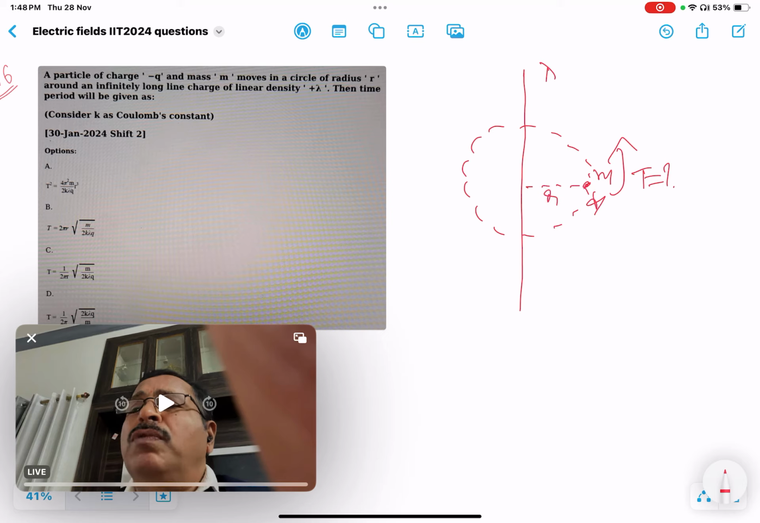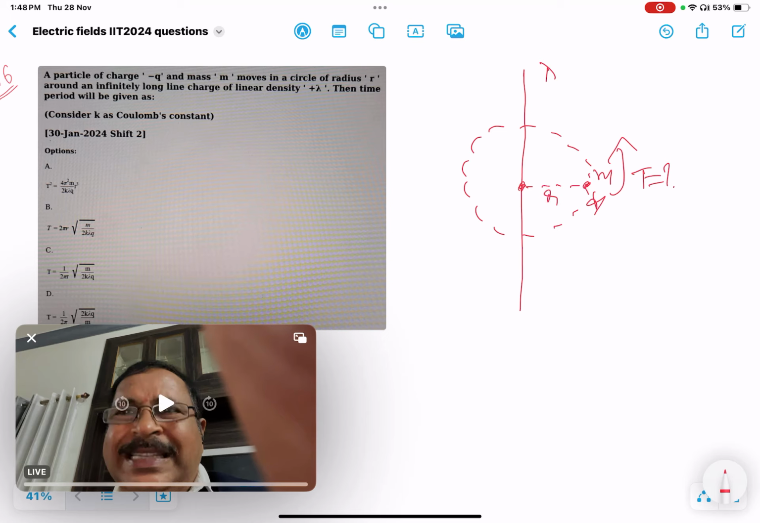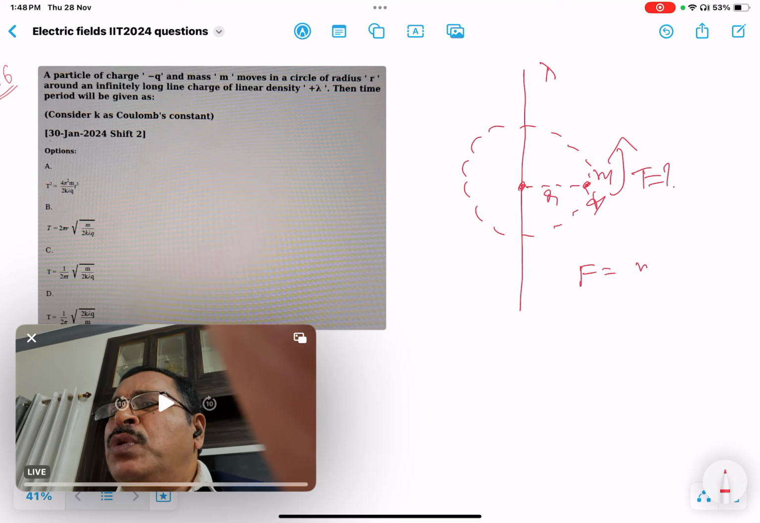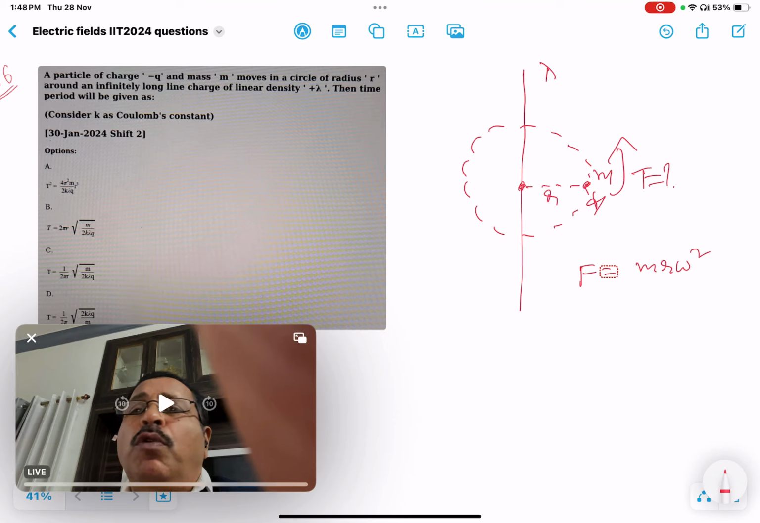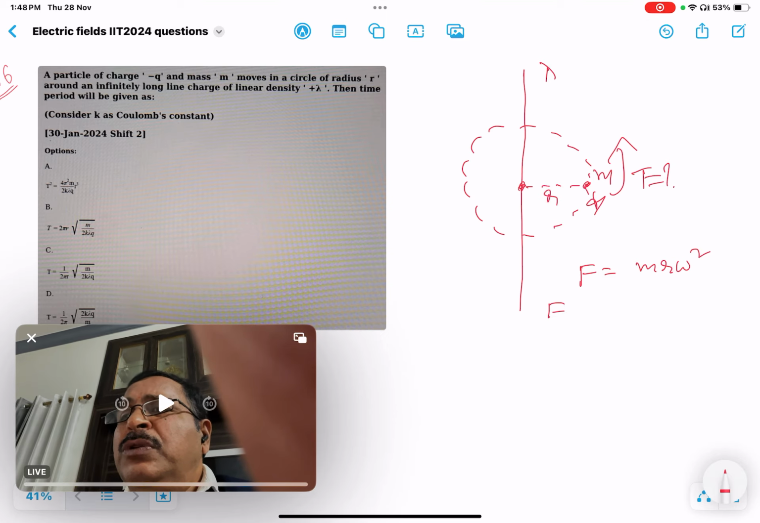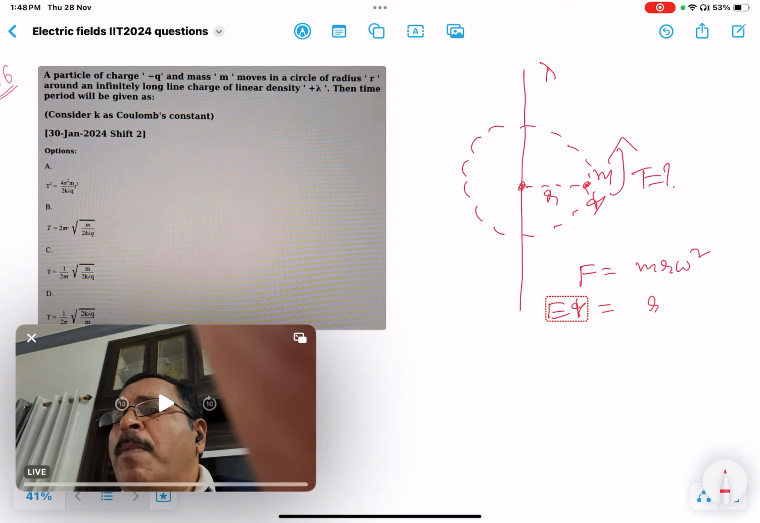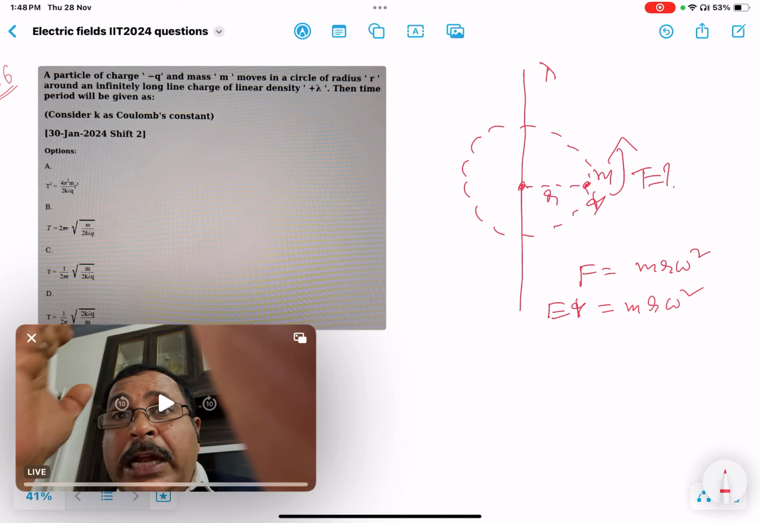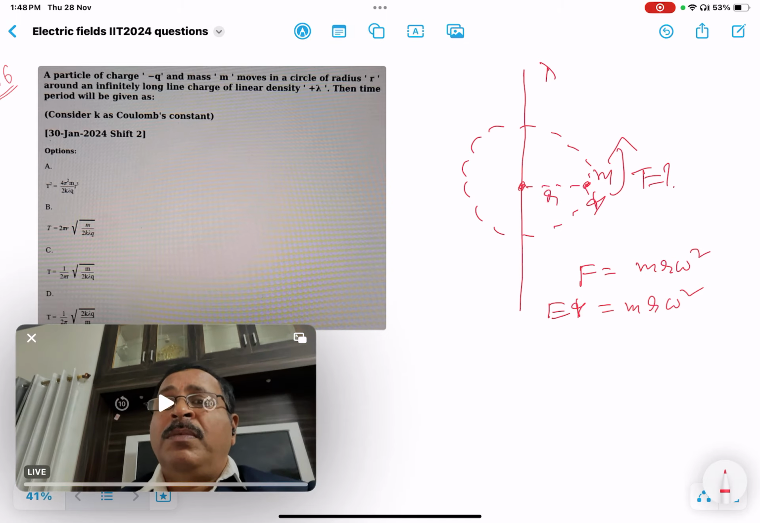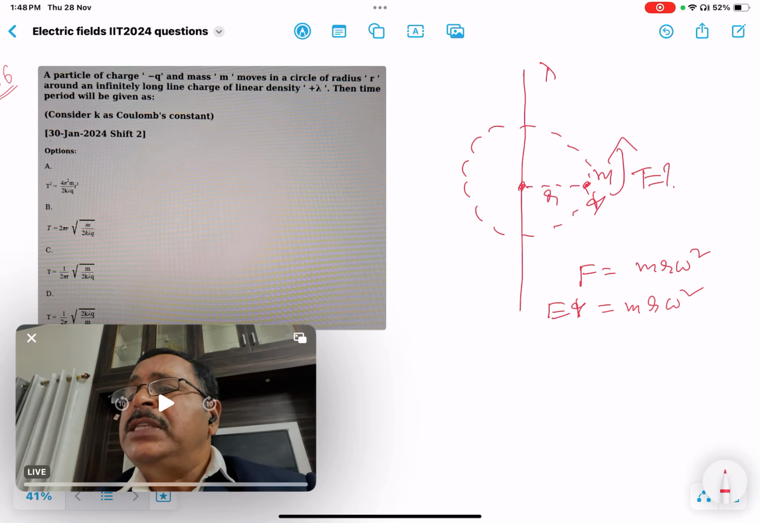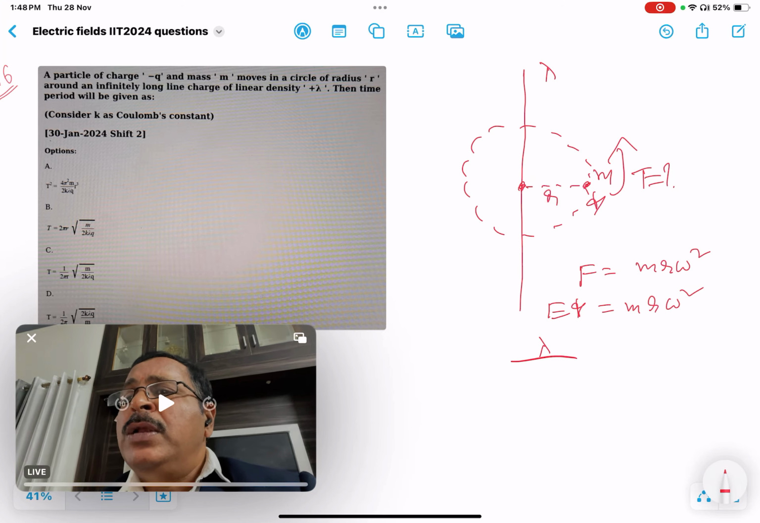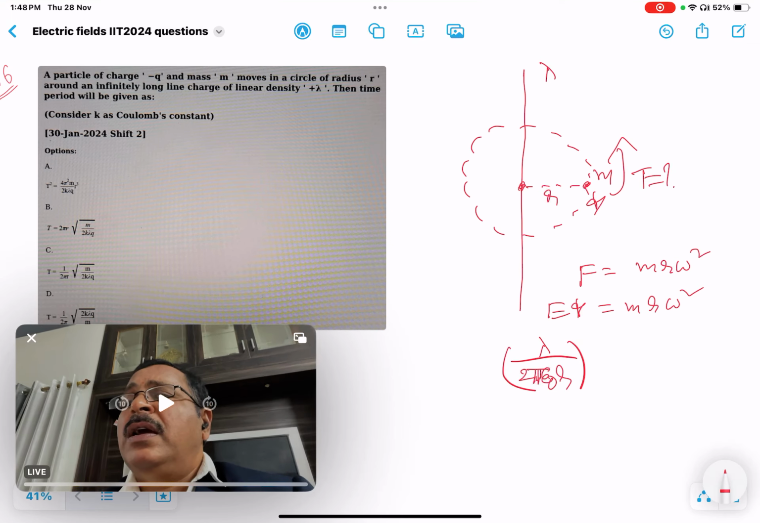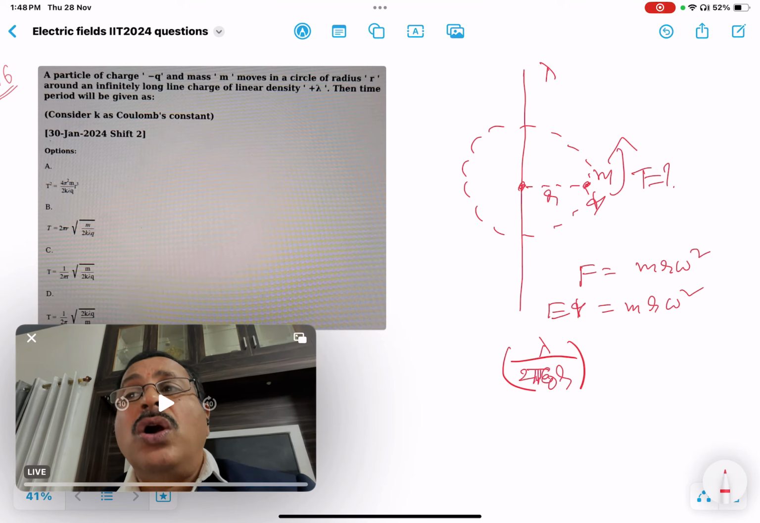As a particle revolves, rotating with the conductor as the center, a centripetal force will exist. So centripetal force F is equal to m r omega square. But this force is nothing but EQ, my dear students. So EQ equals m r omega square. But what is E? Due to an infinitely long charged conductor, what is the intensity formula? Lambda by 2 pi epsilon naught r. This is the formula for intensity due to an infinitely long charged conductor.